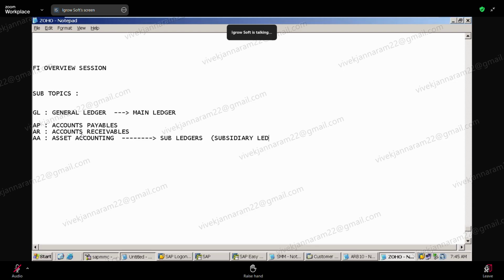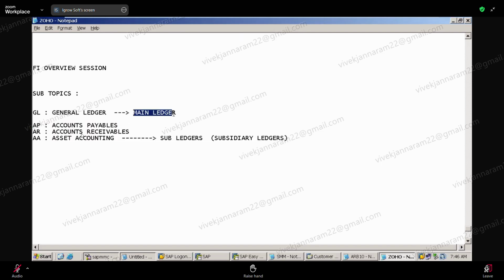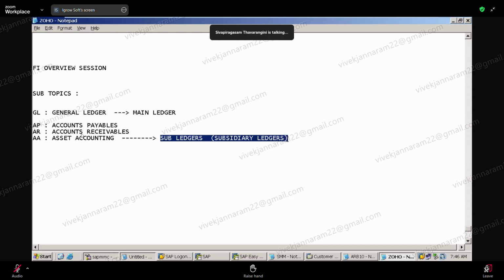Now you tell me, what is the difference between a subsidiary ledger and a main ledger? These all three are subsidiary ledgers, guys. Can you tell me the difference between this main ledger and sub ledger? Why do we have these sub ledgers? To support. Okay. Any other answers?